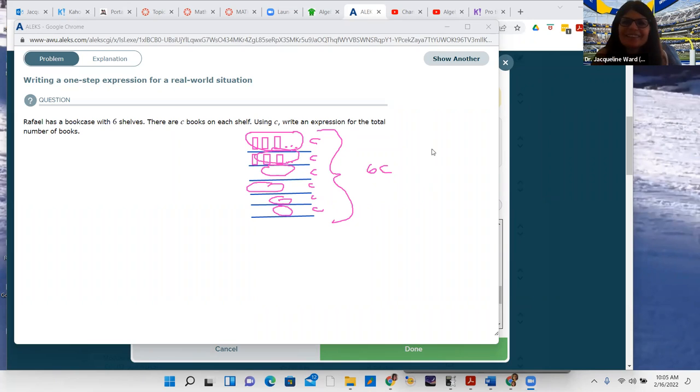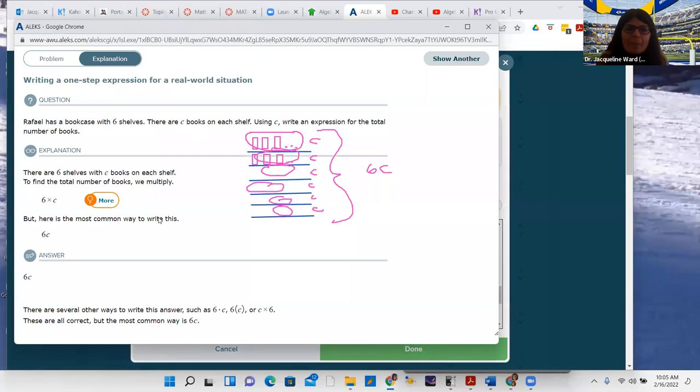Any feedback? Is this clear, or what questions do you have? This is one of the approaches to really understanding multiplication. You have 6 groups of C. Okay, thanks, Adrian. Sometimes I just really feel like I'm on my own little island over here.